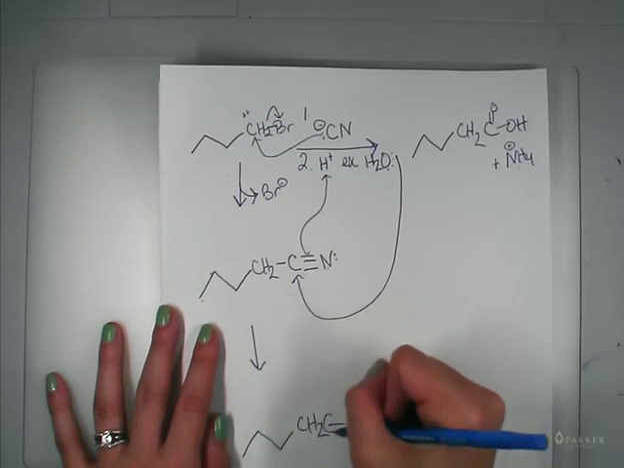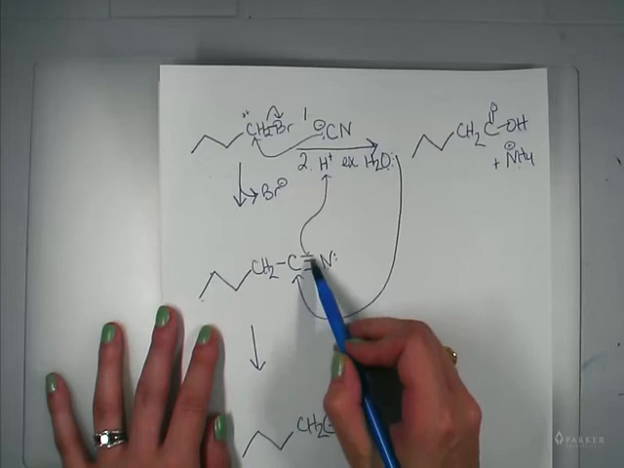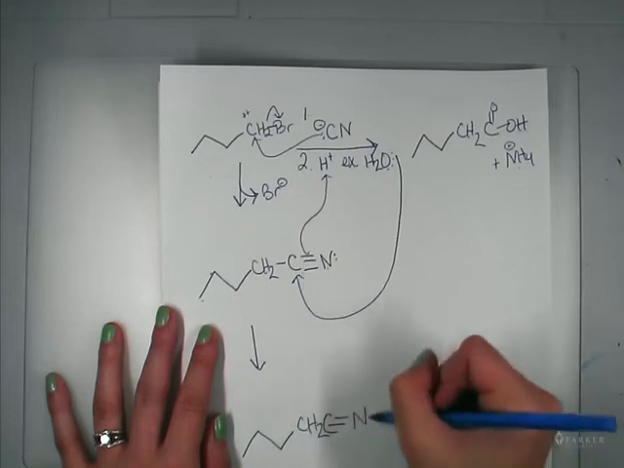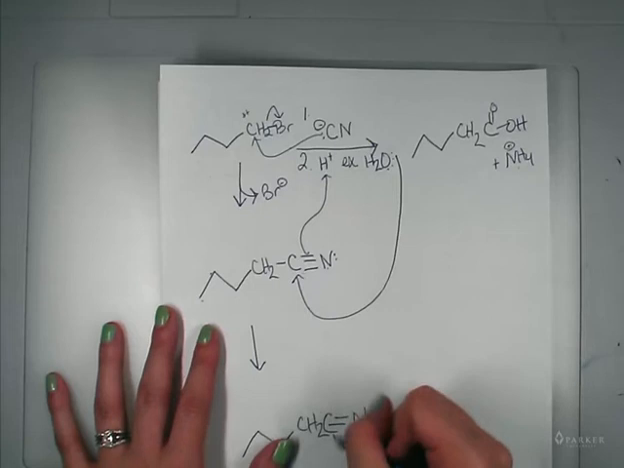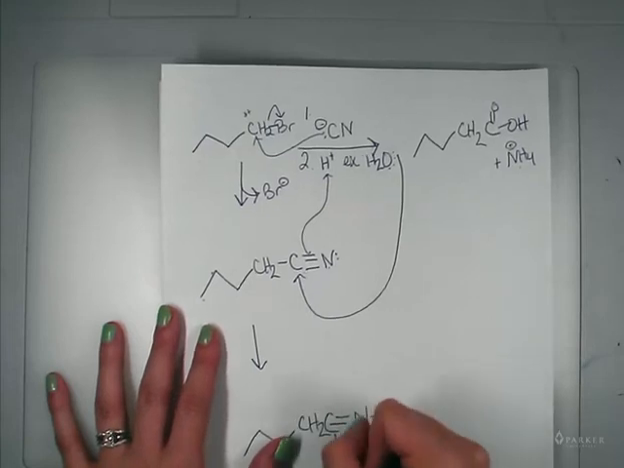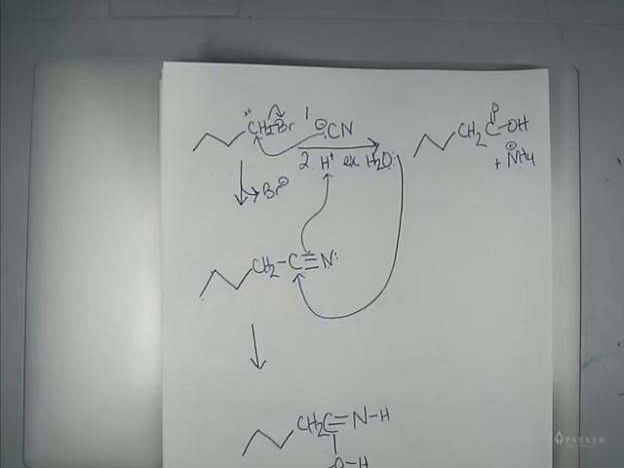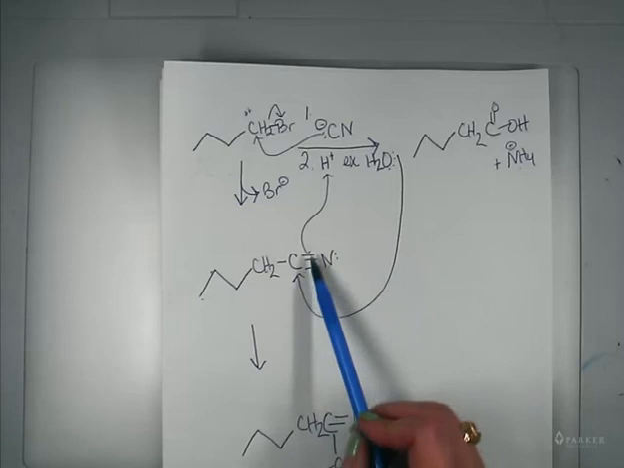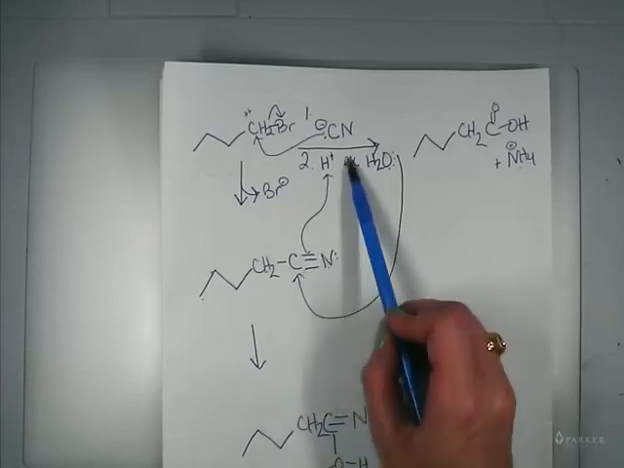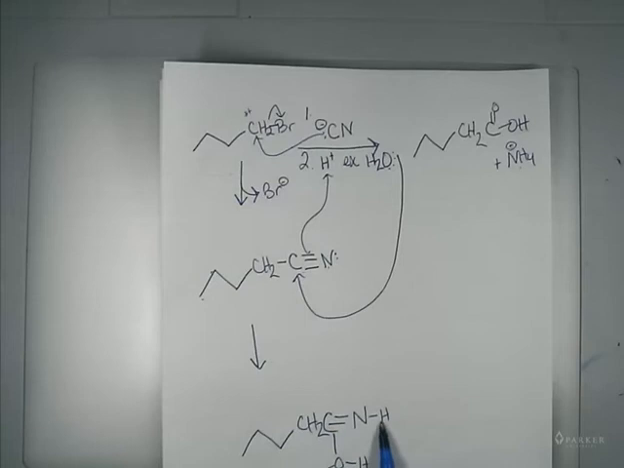So CH2, C, and how many bonds now here? It was a triple bond. Now it's a double bond. Then I have N, H, and then the water on here. Do you see I now have a double bond there? Nitrogen grabbed a hydrogen. And then over here, water attacked this carbon and is added on there.